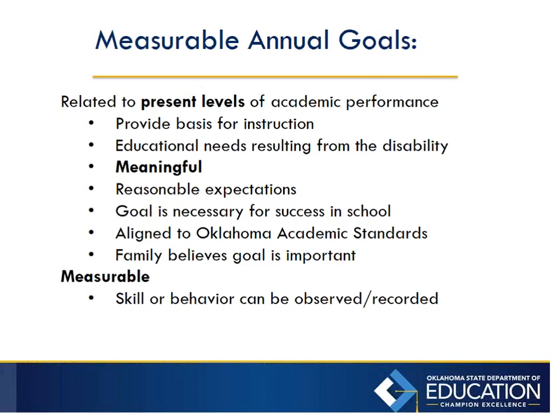The goal is necessary for success in school. The family believes the goals are important. And make sure you want measurable goals. The skill or behavior can be observed or recorded. Like I said, if you put Johnny will pass all of his classes, the first time he passes all of his classes, he's met his goals. You should be doing an addendum and rewriting more goals to work on. So that's why you want to stay away from those. Goals must be meaningful and measurable in order to be used for decision making. An annual goal is meaningful when the expectations are set and the student knows exactly what needs to be done.